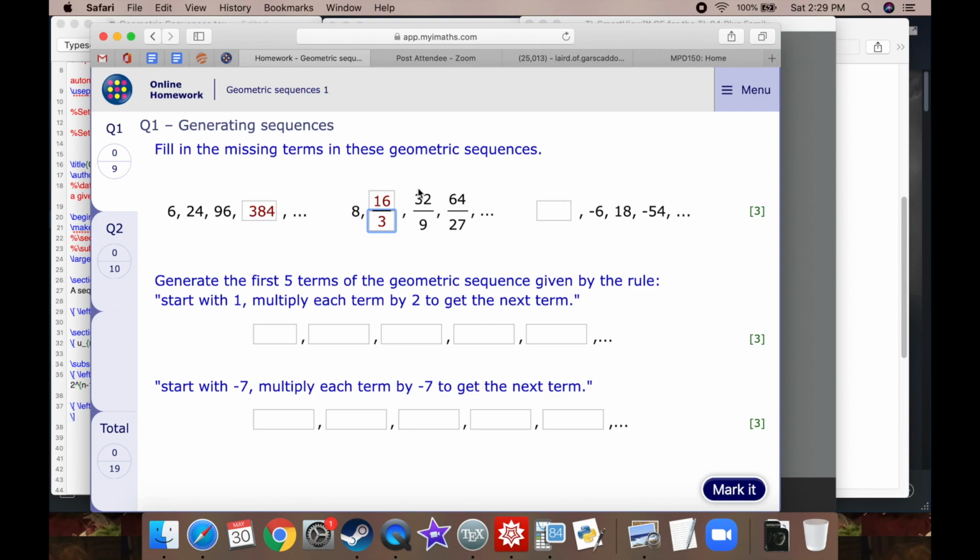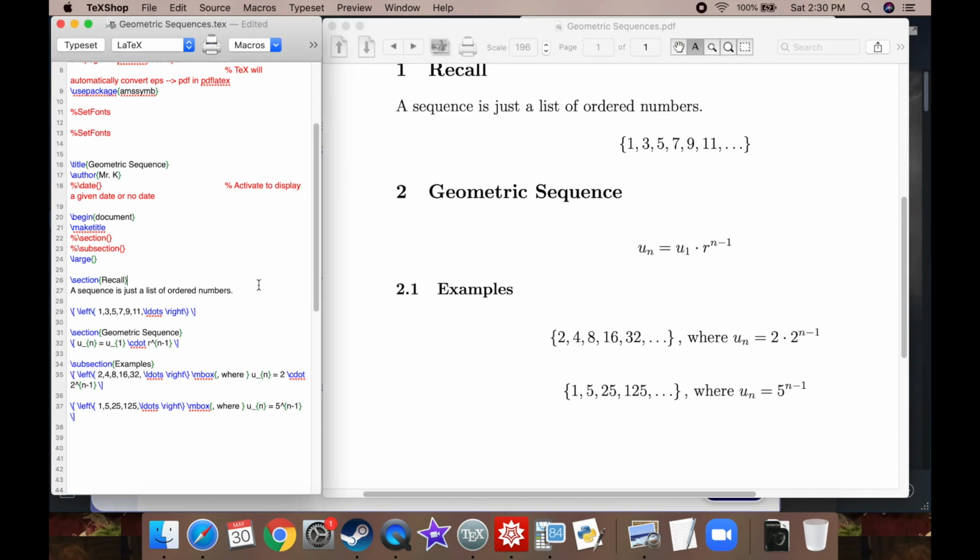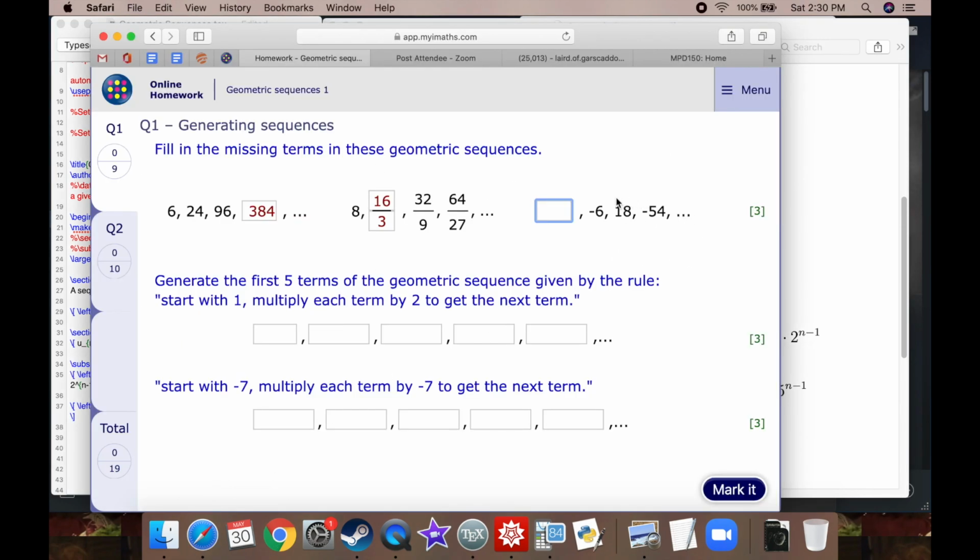All right, now for this one, fill in the missing terms. Ooh, this one's juicy. It doesn't actually tell you the first term. So how do I do that? Well, all I need to do to find out the r here is just take any term divided by the previous term. So let's take 18 divided by negative 6.